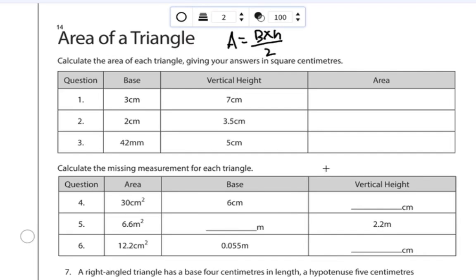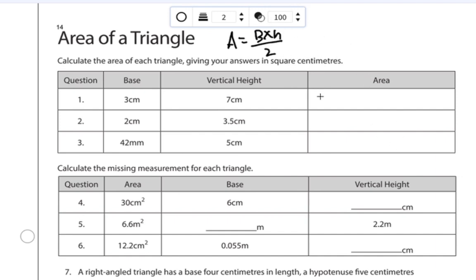Calculate the area of each triangle, giving your answers in square centimeters. So, the formula to find the area of a triangle is A equals B times H over 2. B over here means the base, and H is the height, the vertical height. So, we can just use this formula to find the area.